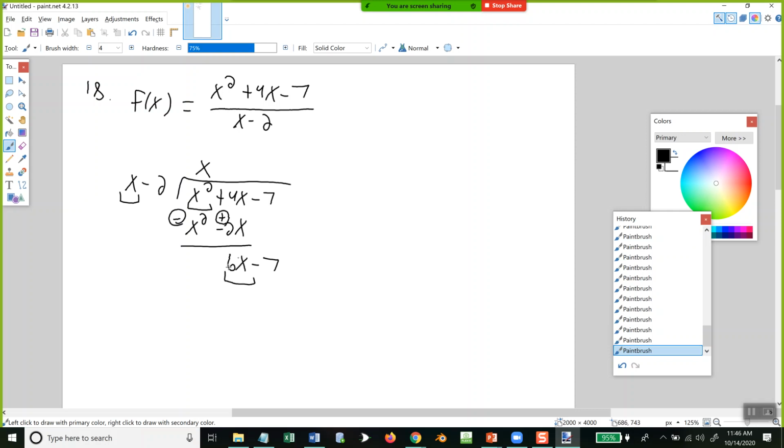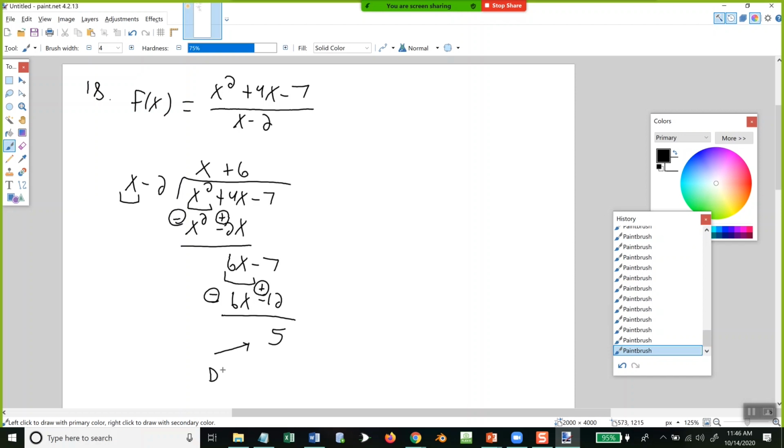Now take a look at the first term of each side, what goes up on top. I ask myself, what times x gives me 6x? And that'd be 6. 6 times x is 6x. 6 times -2 is -12. Subtract that. That becomes a negative. This becomes a positive. 6x minus 6x drops away. -7 plus 12 is 5.